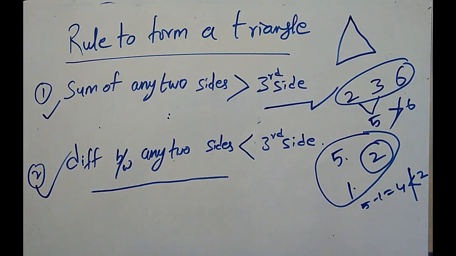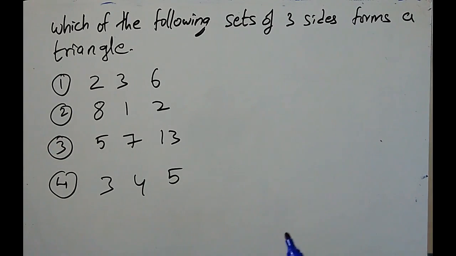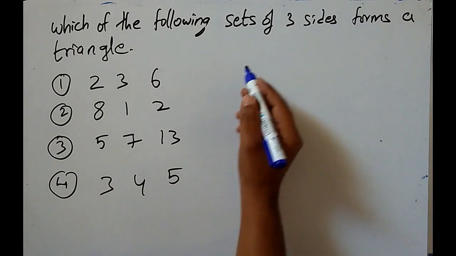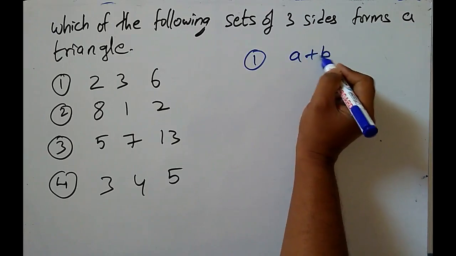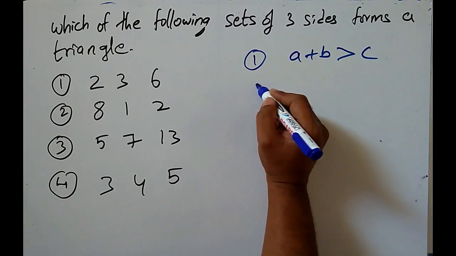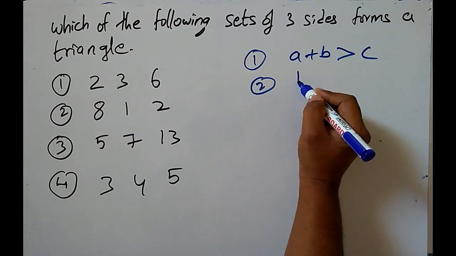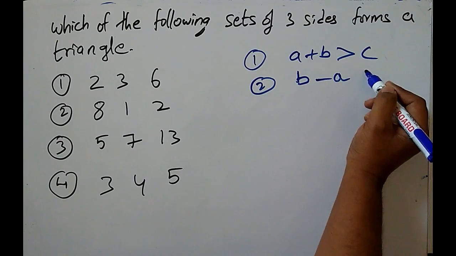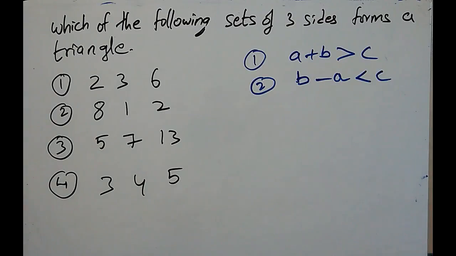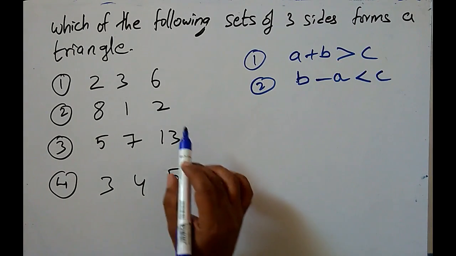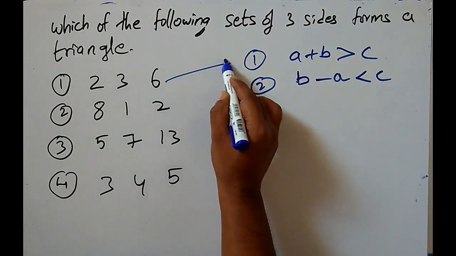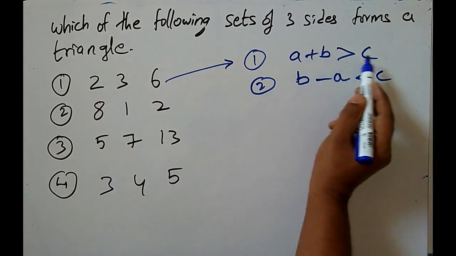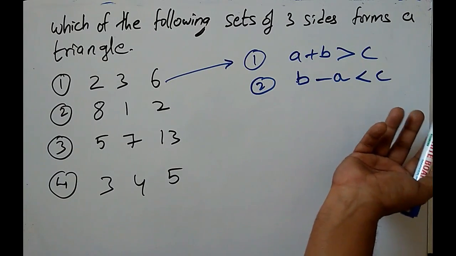Let us see a question. Which of the following sets of 3 sides forms a triangle? There are 2 properties as I've said. A plus B should be greater than C, and the second property is any bigger number minus the smallest number should be less than the third one. If we take option 1, 2 plus 3 is 5. Is 5 greater than 6? No, it can't form a triangle.